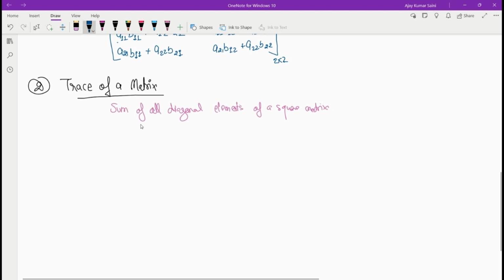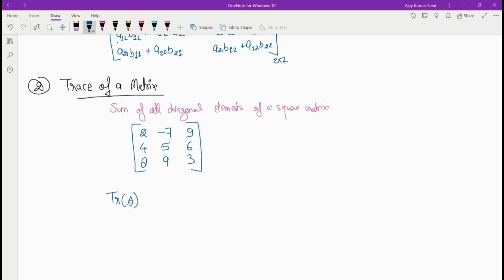From here you can get the idea. If I make a square matrix with 2, minus 7, 9, 4, 5, 6 and anything like 8, 9, 3, I need to find the trace of that matrix. I can write TR of A, which is represented by TR of A. It is equal to the sum of the diagonal elements of this matrix.